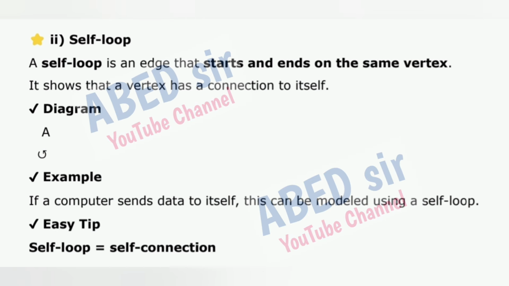2. Self-loop. A self-loop is an edge that starts and ends on the same vertex. It shows that a vertex has a connection to itself. Diagram: A. Example: if a computer sends data to itself, this can be modeled using a self-loop. Easy tip: self-loop is equal to self-connection.